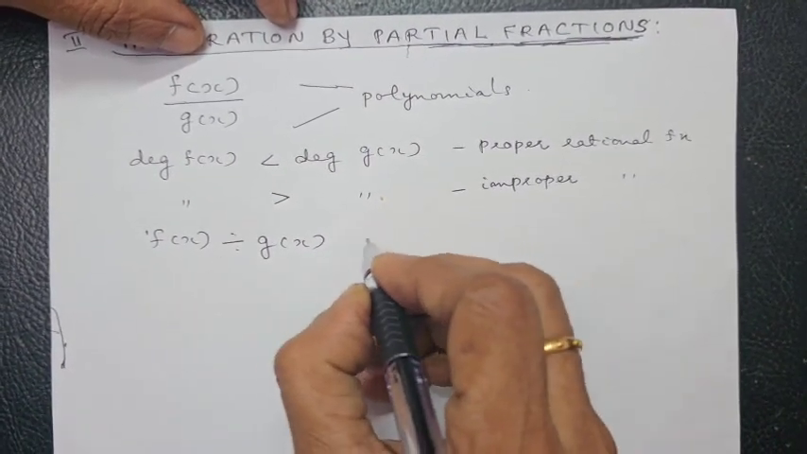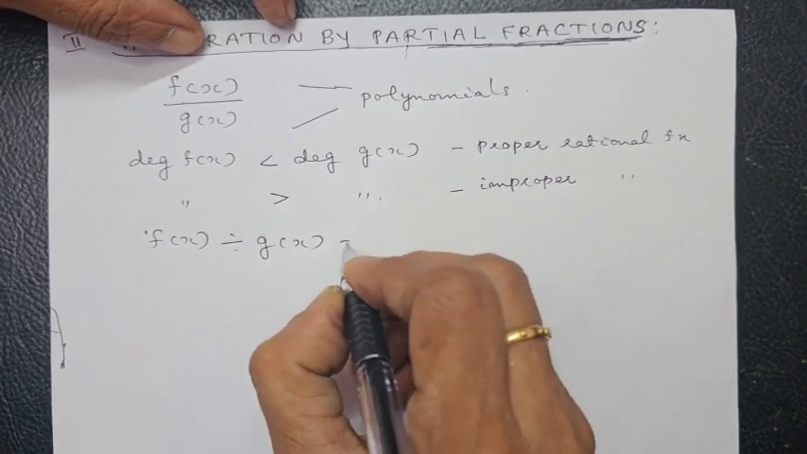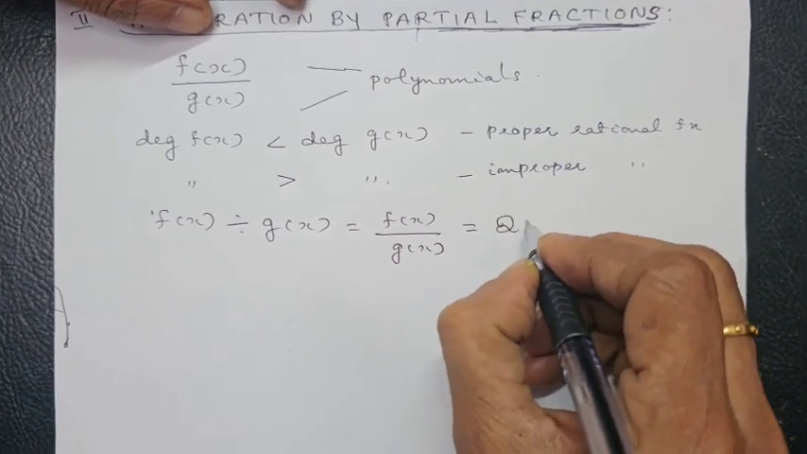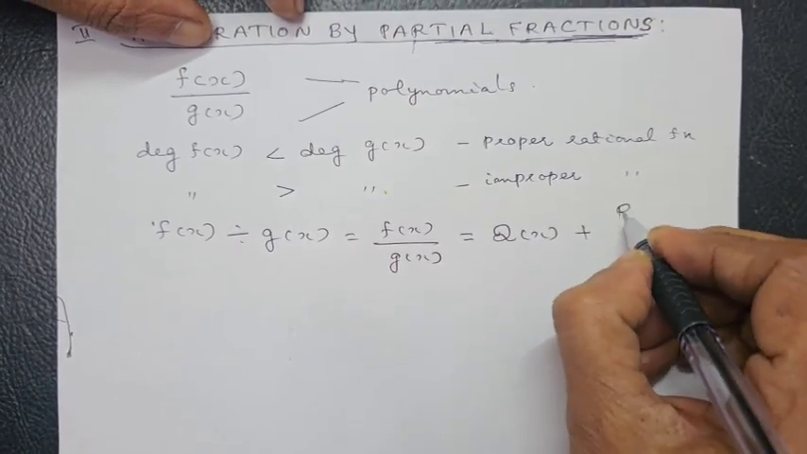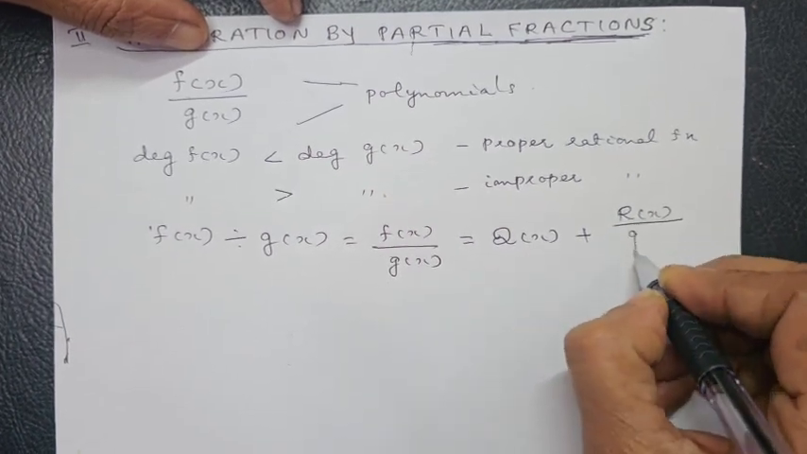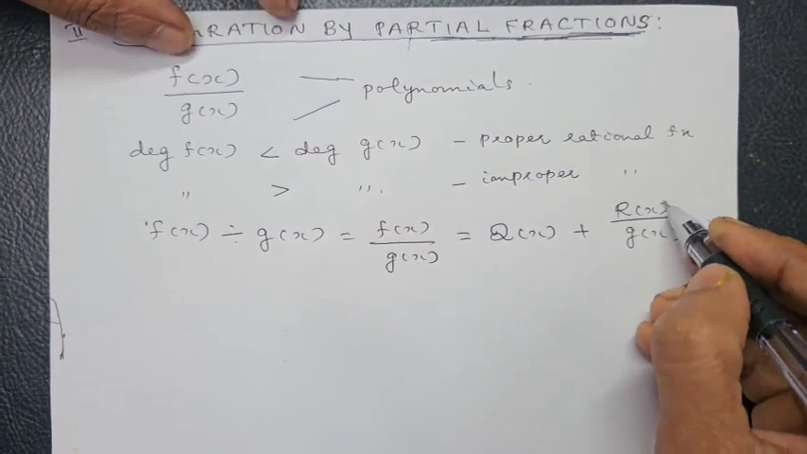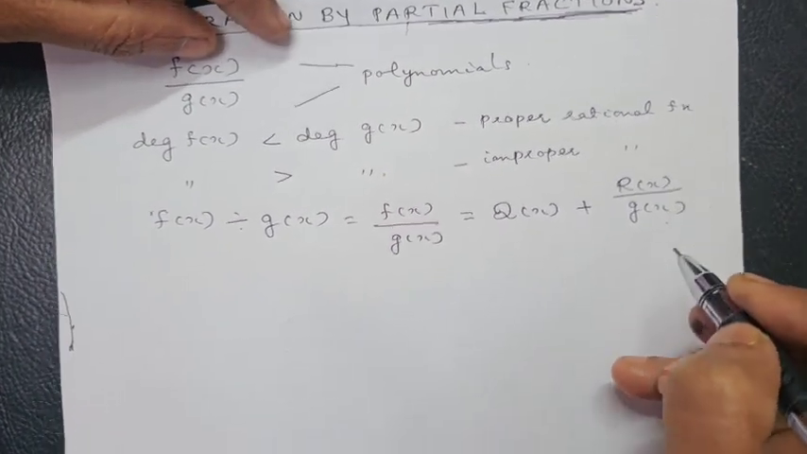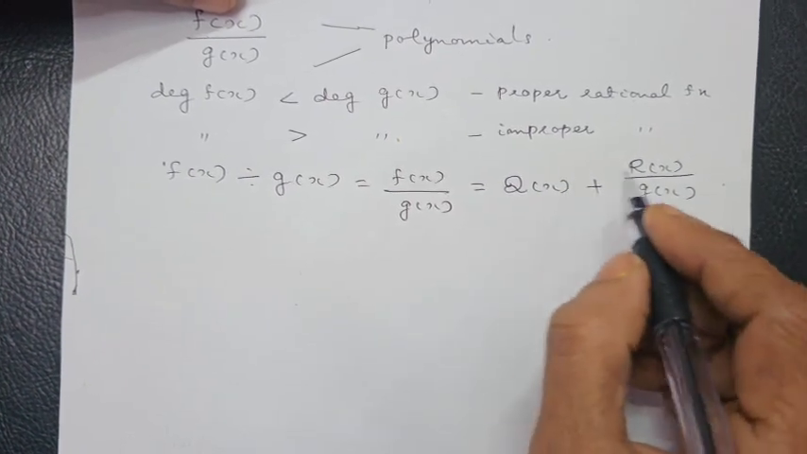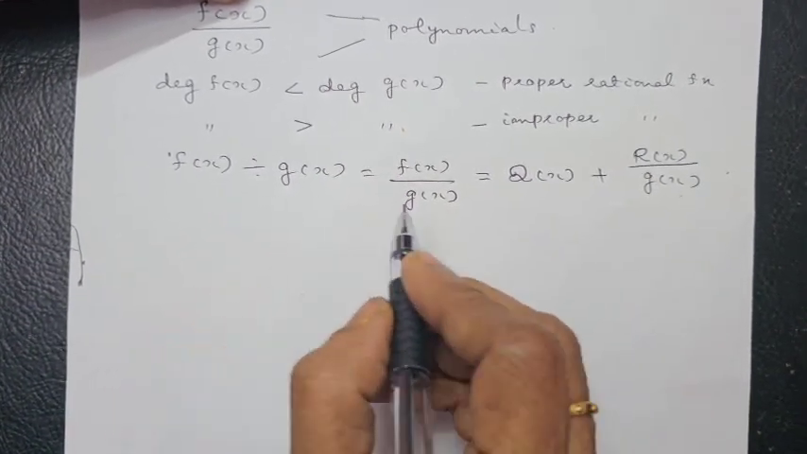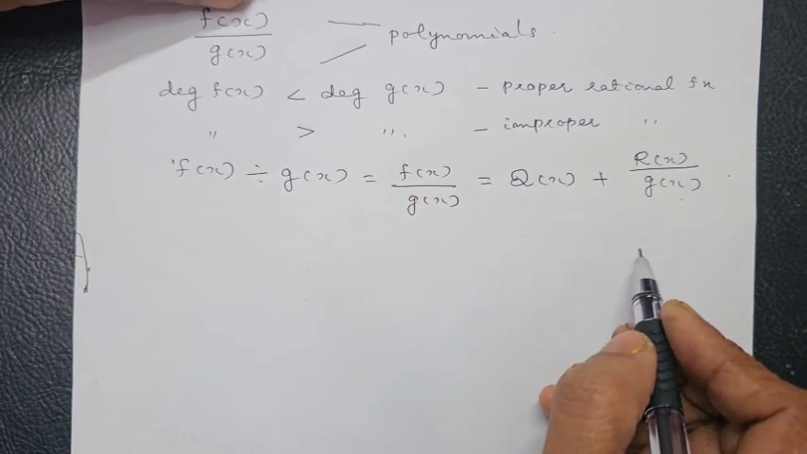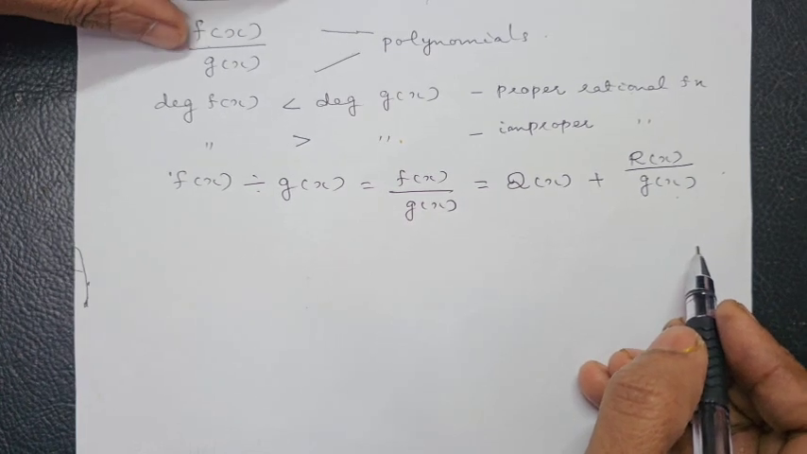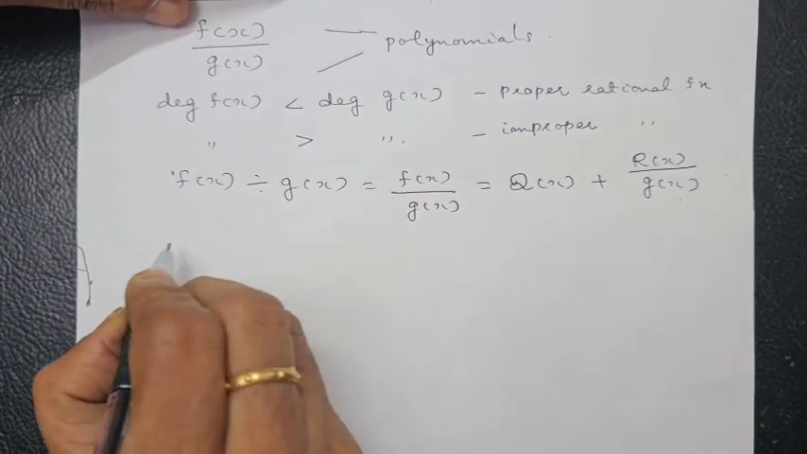Then you rewrite this improper rational function f of x by g of x as the quotient plus the remainder you are getting divided by this divisor g of x. So this r of x by g of x will be a proper rational function. After converting it into a proper rational function, we can split it into simple rational functions by the different methods of partial fractions. So we are going to discuss the different possibilities of this f of x by g of x.